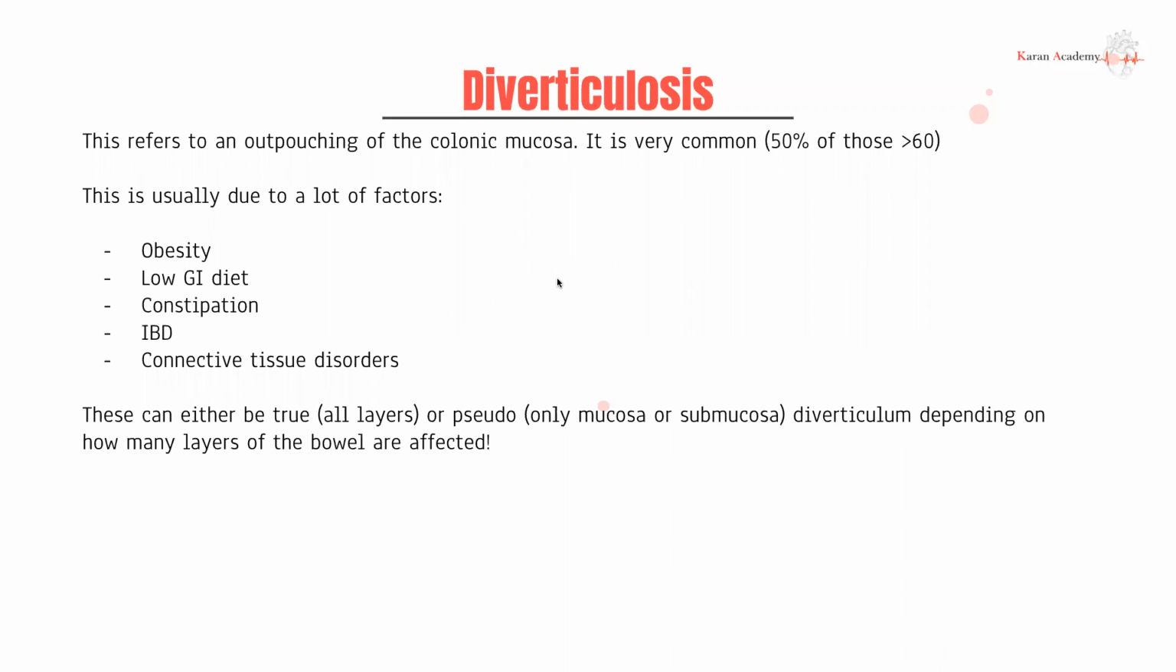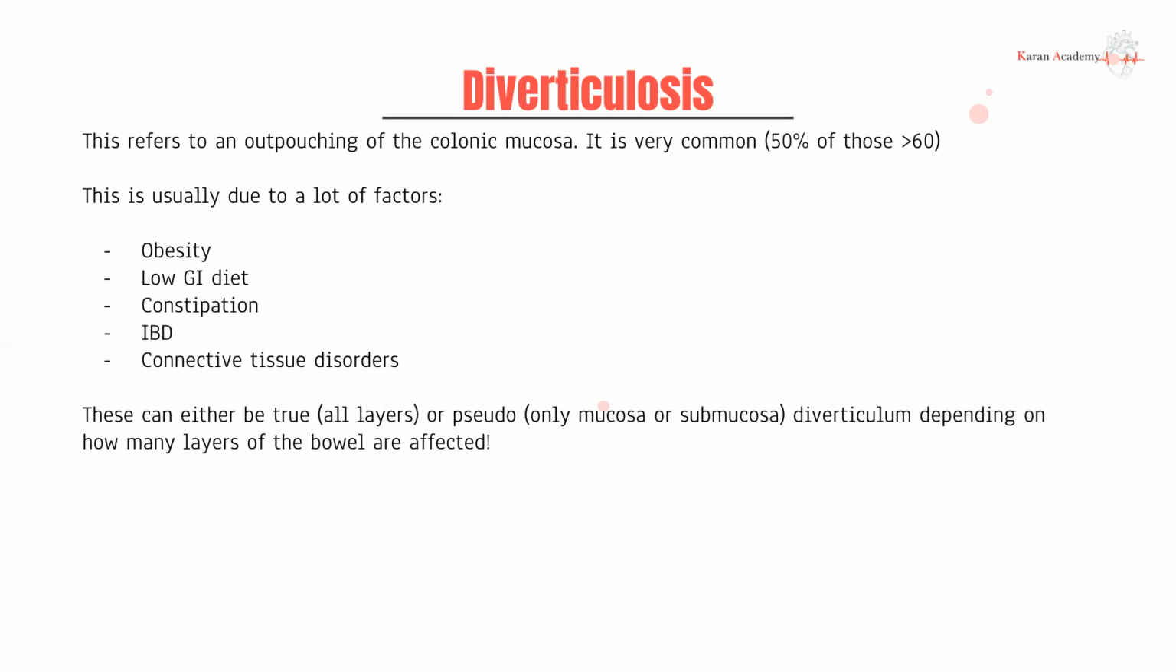So what is diverticulosis? Diverticulosis just means that there's an outpouching of the colonic mucosa. It's very common. 50% of those above the age of 60 have these. There are a lot of things that can cause this, but the way I like to think about it is that the colonic mucosa, like any other connective tissue, often can become weak with time. If you have a weak mucosa coupled with excessive pressures, you get these outpouchings.